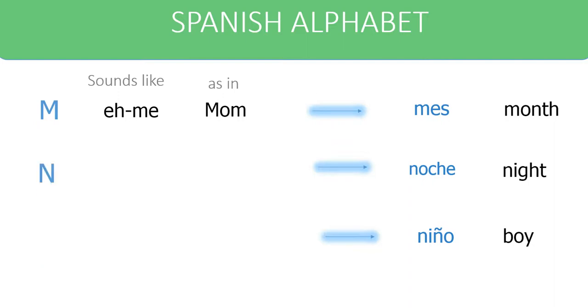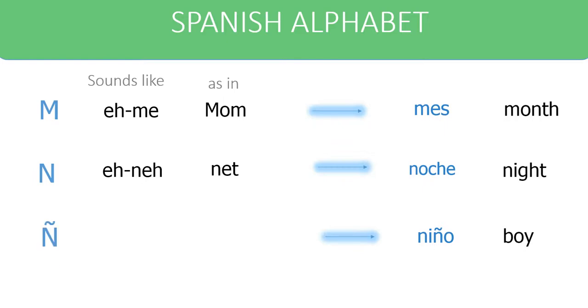So letter N in Spanish sounds like N. Very similar to M. See, N. Just as in net. So an example is the word noche. Noche means night. So remember the sound N as in net, and the example is the word noche.